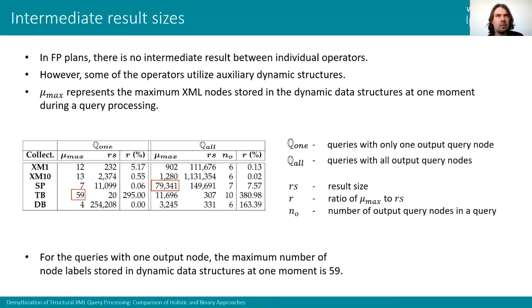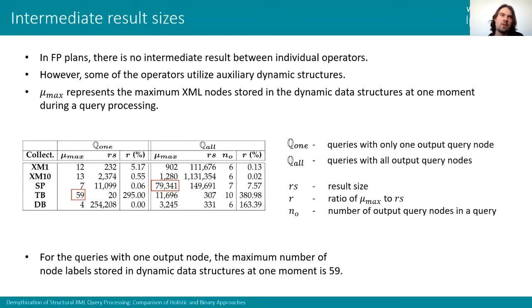And we can see that for queries with one output query node, in the worst case, there were 59 XML nodes stored at one time in the dynamic data structures. We can say that compared to more than 2 million XML nodes in each collection, this is a relatively small number, which experimentally proves that the large intermediate results of the binary joins are rather a myth.